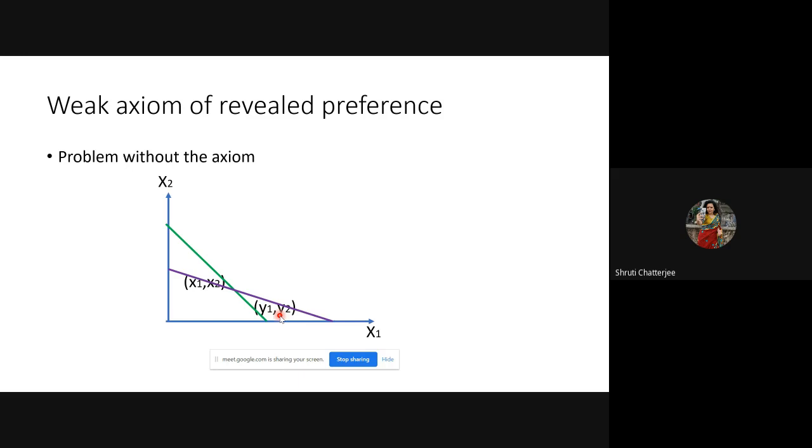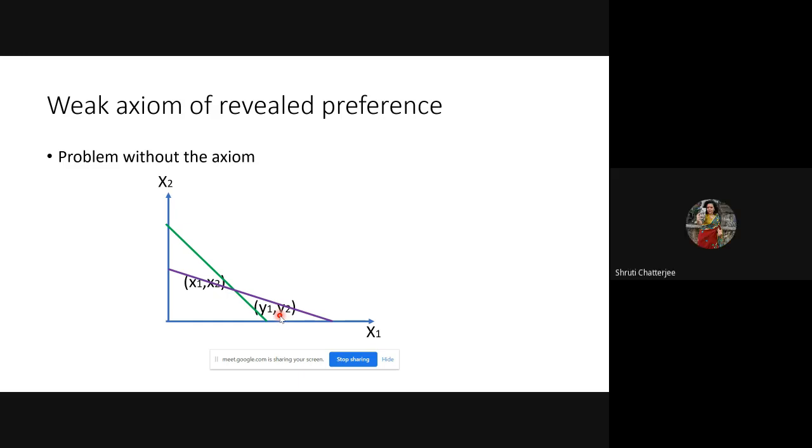But ma'am, for the first line, y1, y2 is directly revealed preferred to x1, x2. If you accept that y1, y2 is directly revealed preferred to x1, x2, then it never happens that x1, x2 is directly revealed preferred to y1, y2. We are eliminating one budget line. Yes, this is through the axiom. Remember, this is through the axiom. We say in Bengali that we are doing it by force. So it's like that. By the force of this weak axiom, we are eliminating the opposite thing.